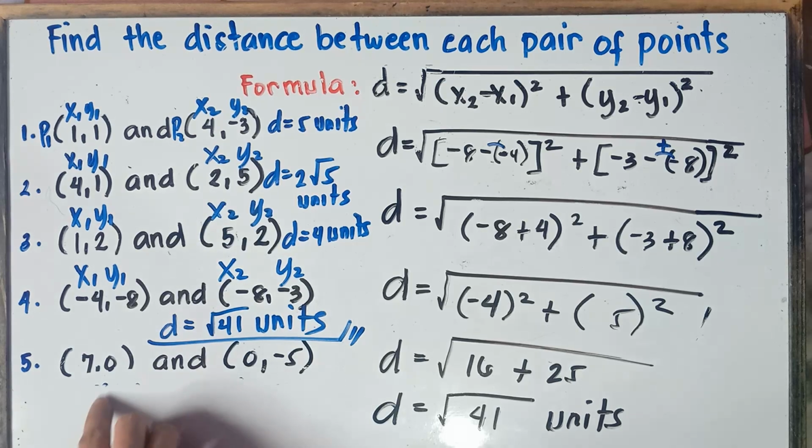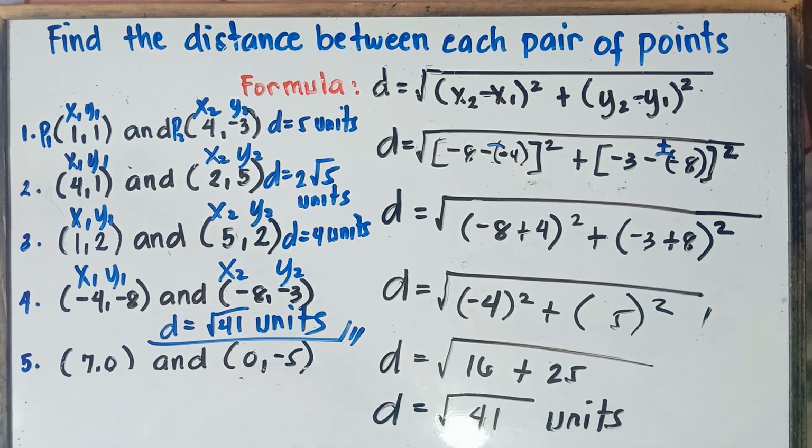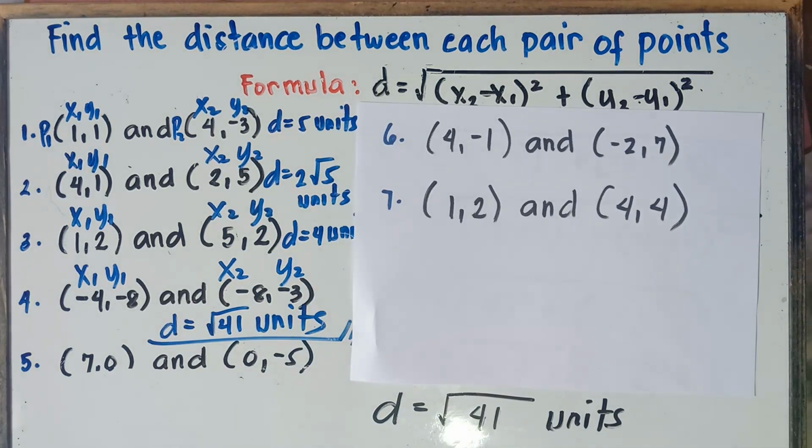So once again, class, you try this one. Example number 5, 7, 0, and then 0, negative 5. And then for number 6, this one, 4, negative 1, and then negative 2, and the 7. Number 7, 1, 2, and then 4, 4. You try this one, class, and then you put your answer in the comment section down below. If you answered numbers 5, 6, and 7, I'm sure, class, you're ready for the test.